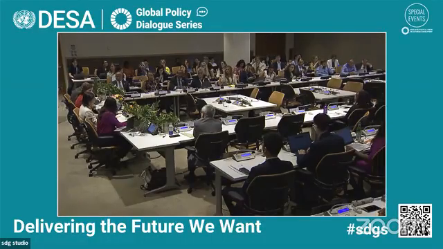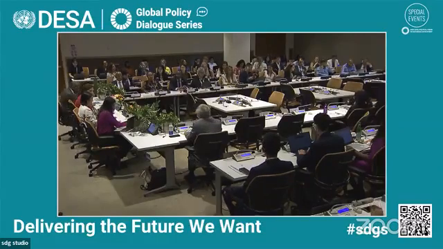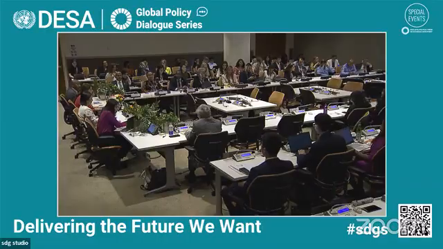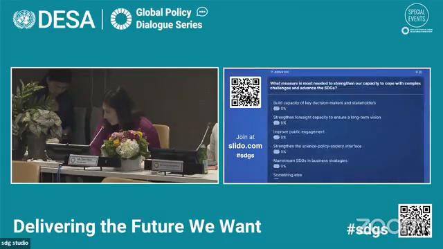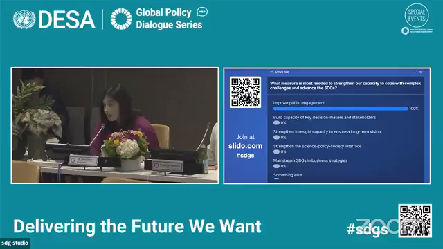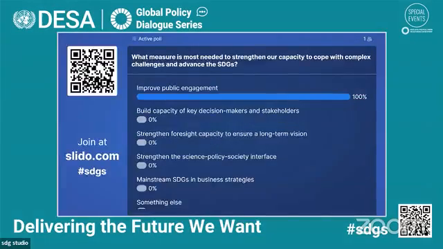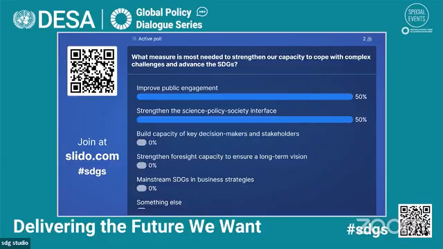Thank you, Nargis. With that, we've come to the end of our first panel discussion. We have another poll for you, our audience members. We'll have that up shortly. So the poll is, what measure is most needed to strengthen our capacity to cope with complex challenges and advance the SDGs? You have 6 options: build capacity of key decision makers and stakeholders, strengthen foresight capacity to ensure a long-term vision, improve public engagement, strengthen the science policy society interface, so between the 3 of those, mainstream SDGs in business strategies, or something else.